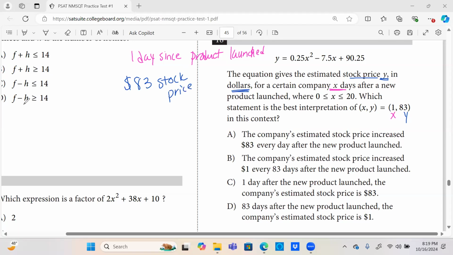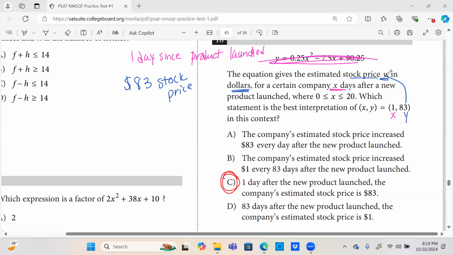So now let's read the choices. I think that would be C. 1 day since the product launched, the stock price is 83. And that is, I'm checking if that's right. So again, that's a reading question more than a math question. You don't have to look at this equation at all. That's just fluff. They are telling you that Y is the price.